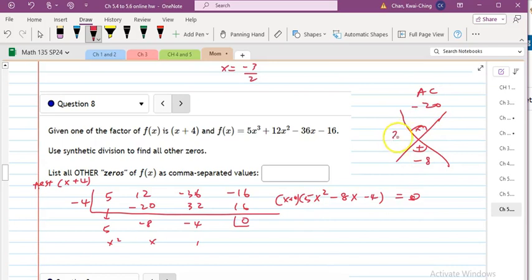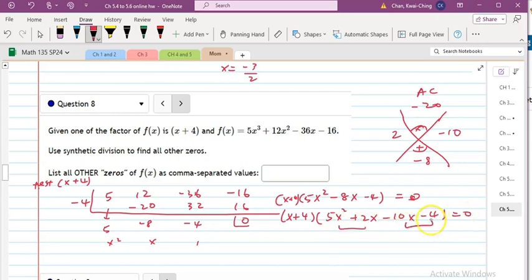What times what? 2 times 10, right? Negative 10 times 2 is negative 20. When you add them, they're negative 8. These two numbers are used to break the 8x into two terms. So x plus 4, 5x squared, I keep copying, plus 2x minus 10x minus 4 equal to 0.